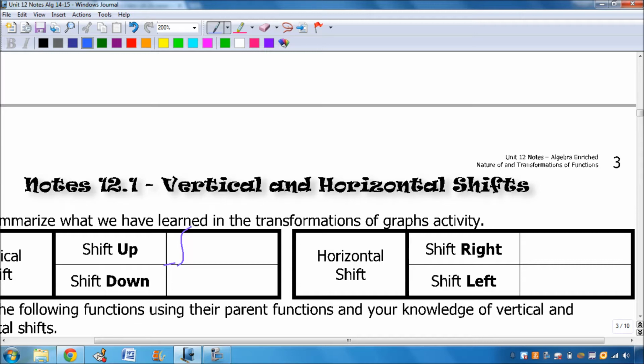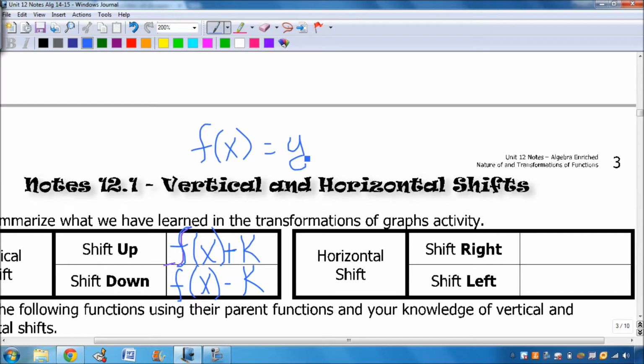So hopefully you understood by doing the activity that if you take f of x and you add a k value onto it, it's going to shift your graph up. And if you take f of x and you subtract a k value from it, it's going to shift your graph down. Now, one thing I want you to understand is remember f of x is the same thing as y. So we're really taking a y value and adding k to it. And that would make sense that it would be a vertical shift, okay?